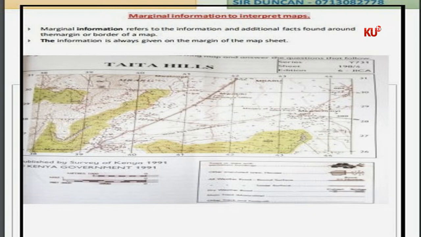As you can see from your screen, the map that we have shows 30 on our left hand side and right hand side. We have 30 and 30, meaning it runs from one side to the other, 30 to 31, like that. So how far an area is from the equator is what we call latitudes.